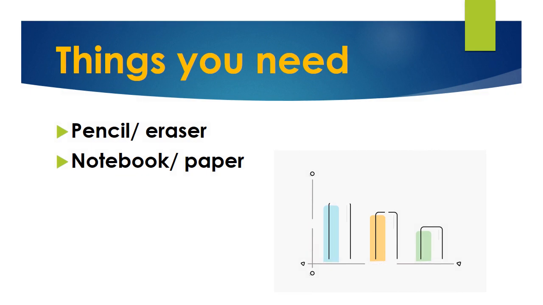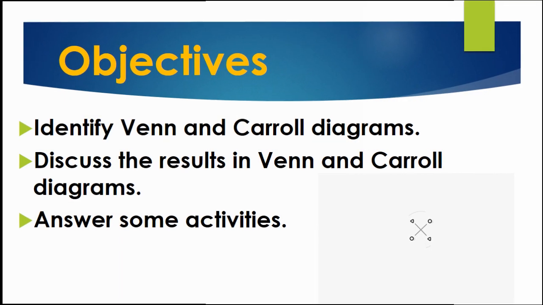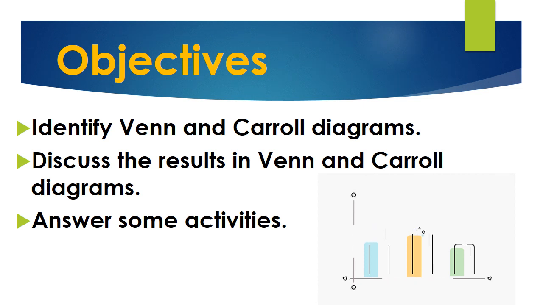To begin with, these are the things that you need: your pencil and eraser, also notebook and paper. For objectives, at the end of this video, you should be able to do the following: identify Venn and Carroll diagrams, discuss the results in Venn and Carroll diagrams, and answer some activities.